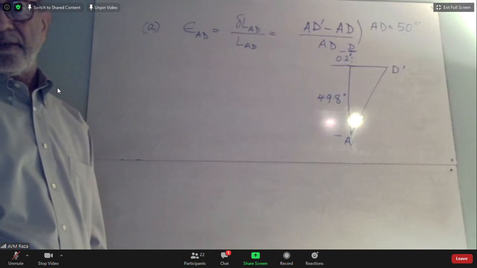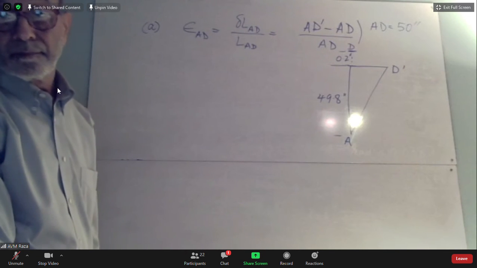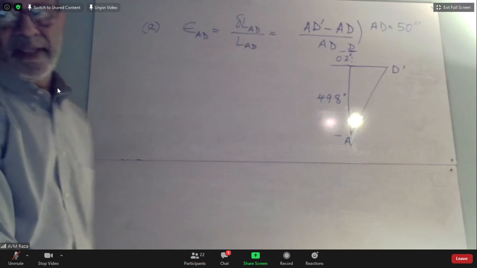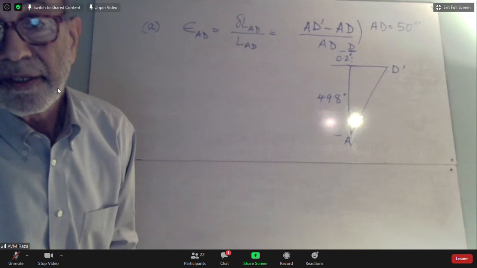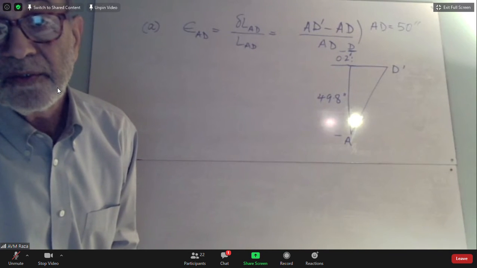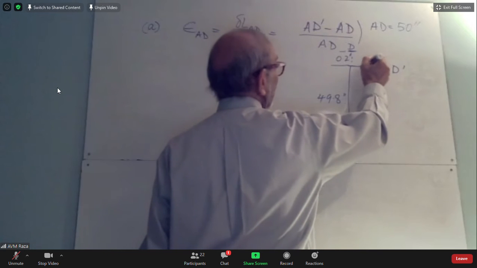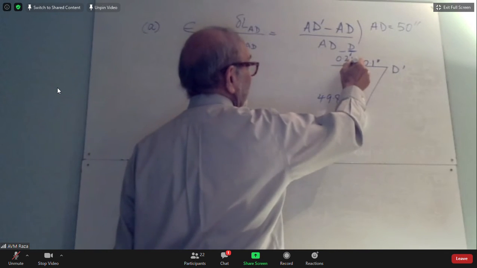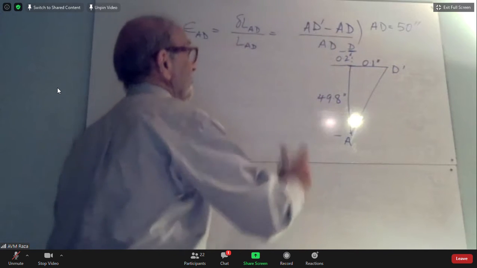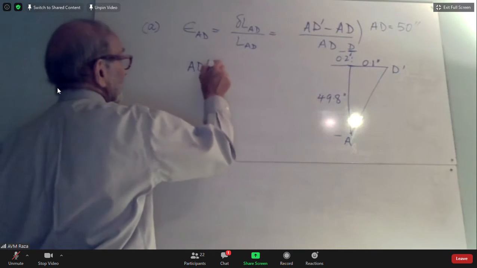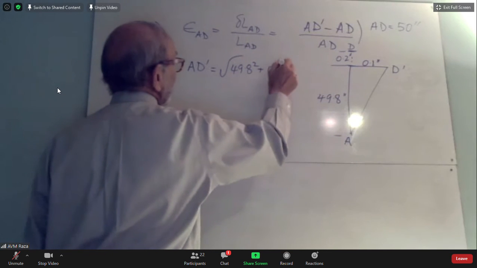And what else is given now? Well, this is also given 0.1 inches. What is this dimension given 0.1 inch? It is this dimension. So this dimension is going to be equal to this dimension, right? Do you agree? So I know therefore that this is also given as 0.1 inch. This is 49.8 this side, and this side is 0.1 inch. Can I therefore find AD prime, which I need there? So AD prime, by Pythagoras theorem, will be equal to the square root of 49.8 squared plus 0.1 inch squared.